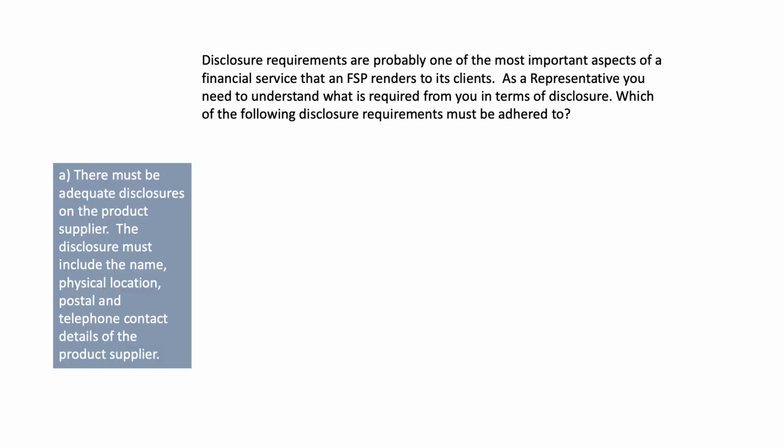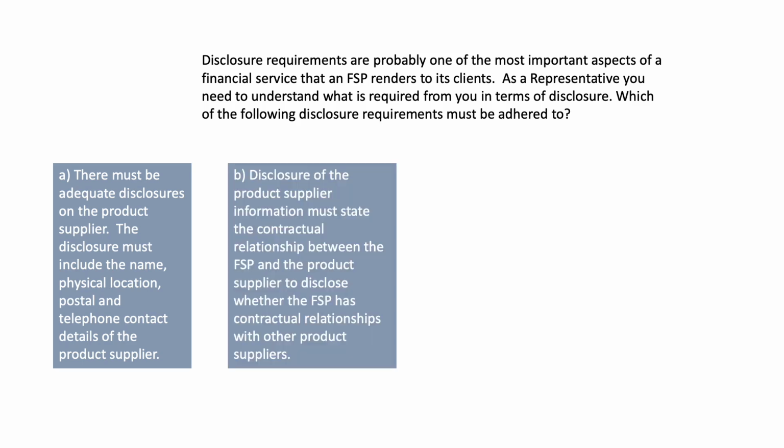A. There must be adequate disclosures on the product supplier. The disclosure must include the name, physical location, postal and telephone contact details of the product supplier. B. Disclosure of the product supply information must state the contractual relationship between the FSP and the product supplier to disclose whether the FSP has contractual relationships with other product suppliers.